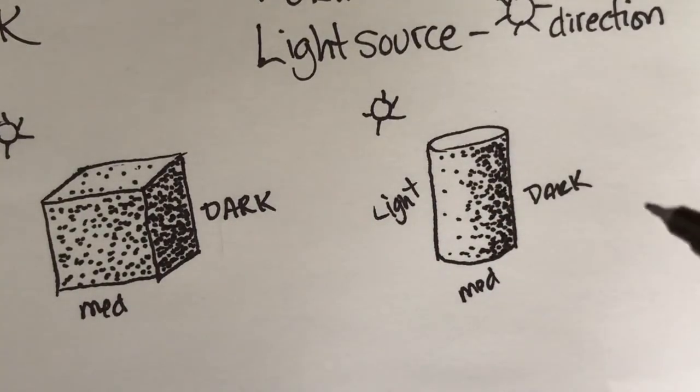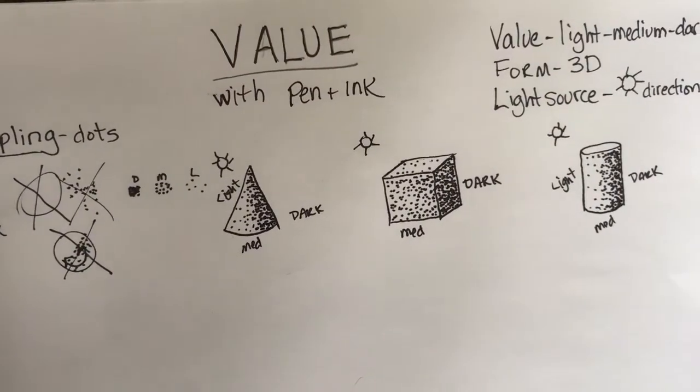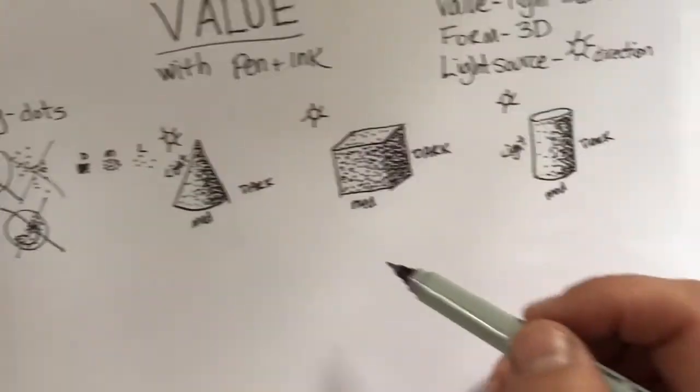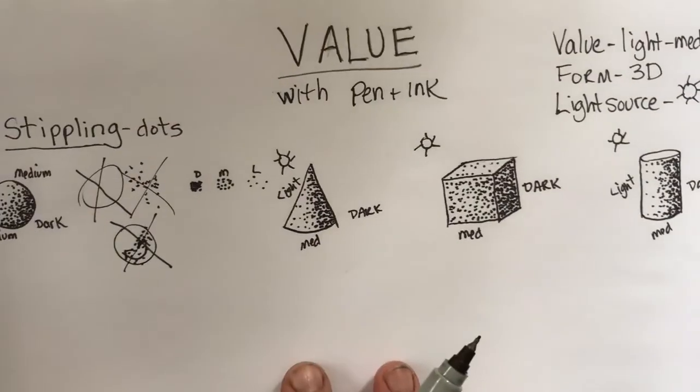And there you go. You're done with stippling. So if we look at our shapes, we can see that we made a sphere, a cone, a cube, and a cylinder with stippling. Good job, everyone.